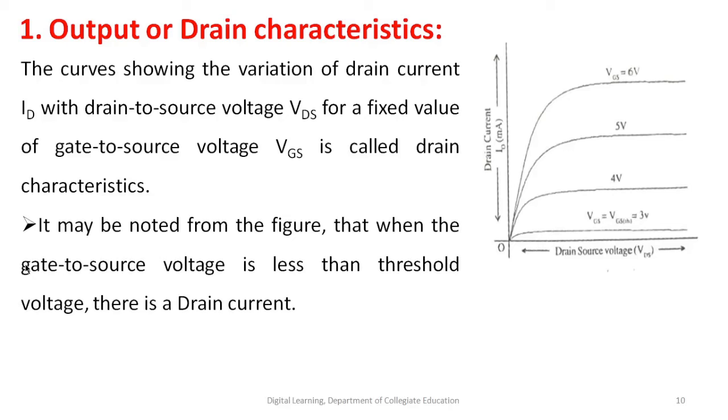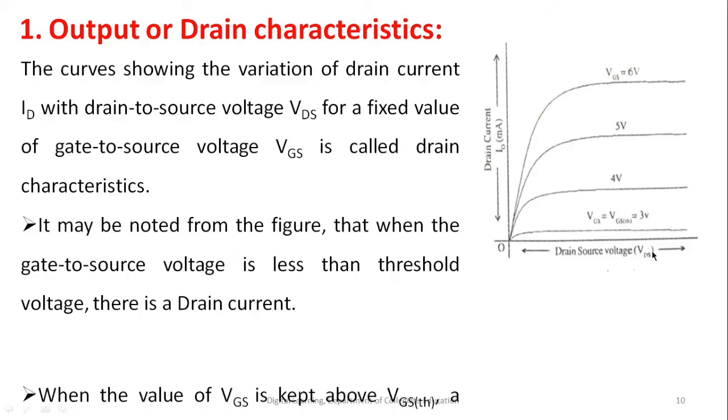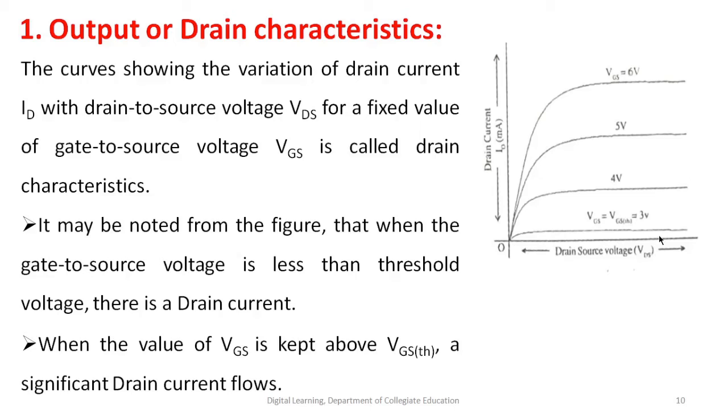So from the graph it may be noted that when the gate to source voltage is less than the threshold voltage, here VGS threshold is below 3 volts, even though there is a drain current, we can observe here there is a small drain current, even though the gate to source voltage is lesser than the threshold voltage. When the value of gate to source voltage is kept above the threshold voltage, a significant drain current flows.